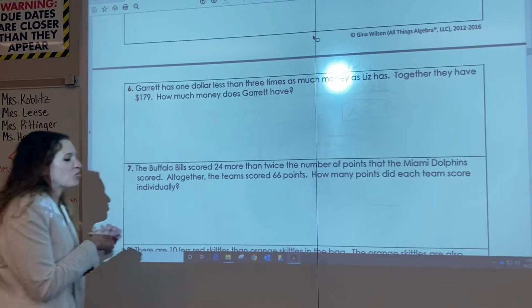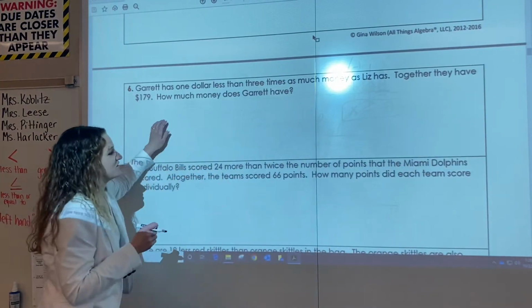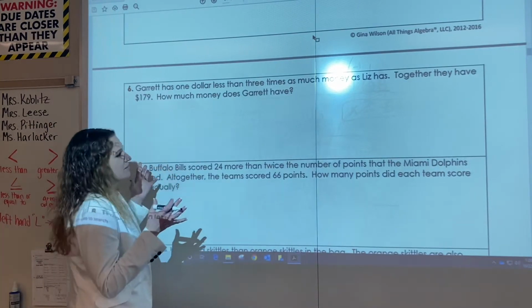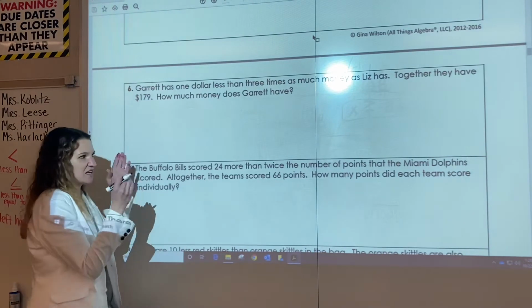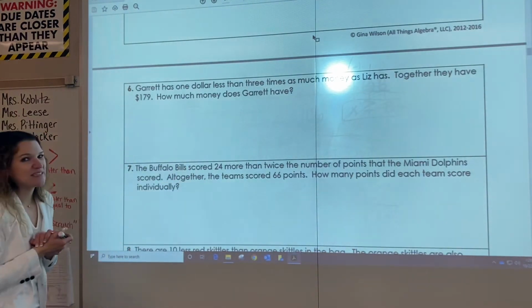We are looking at word problems again. We went through the first 5 and now we're going to go through those last 3 together. These are going to look a little bit different, but we're going to set them up the same. We're going to define our variable, set up to solve, and then explain our solution. So let's read number 6 together.